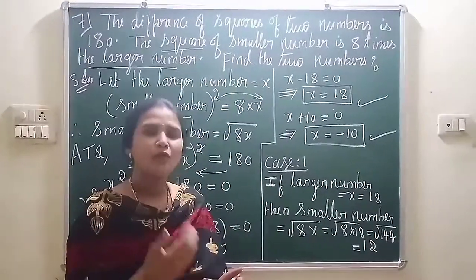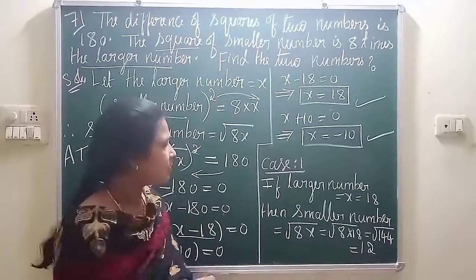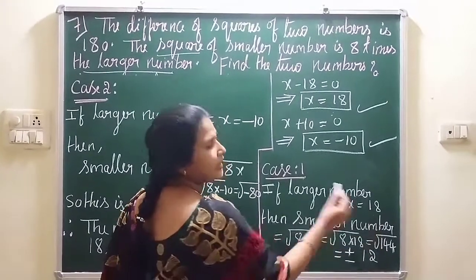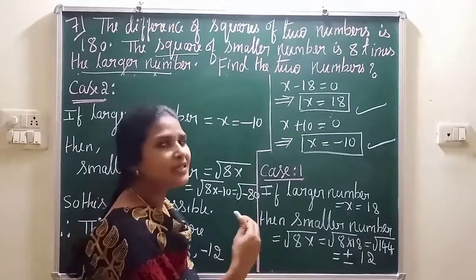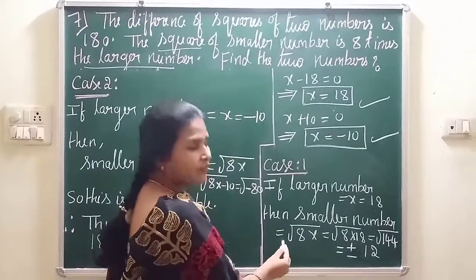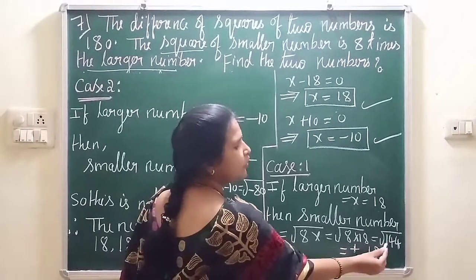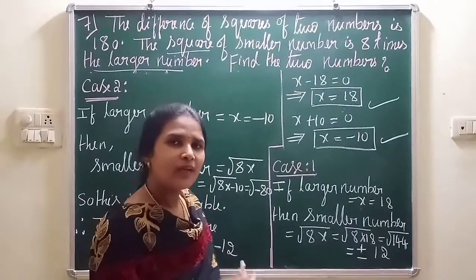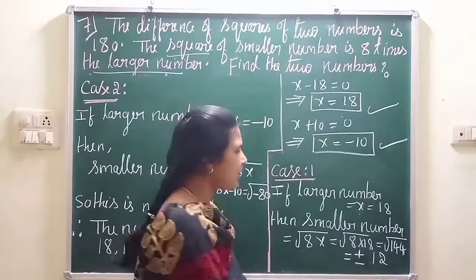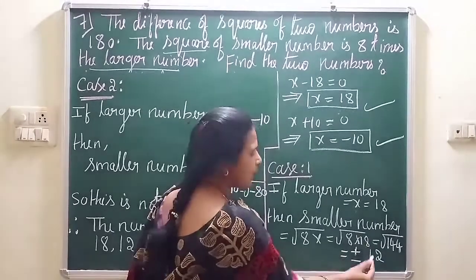So in this case I have to find the smaller number now. There are two cases. Case 1: if the larger number x equals 18, that is a positive number, then what is the smaller number? We have taken the smaller number as square root of 8x, that is 8 into 18, 144. You know the square root of any number is always plus or minus, means both values, positive and negative. So the square root of 144 is plus 12 and also minus 12.